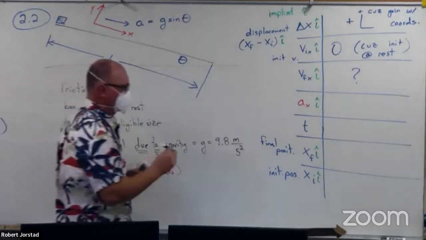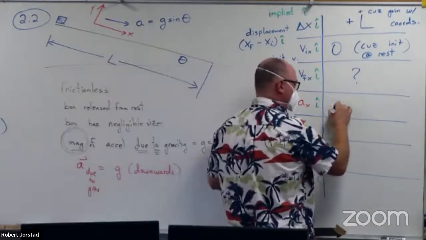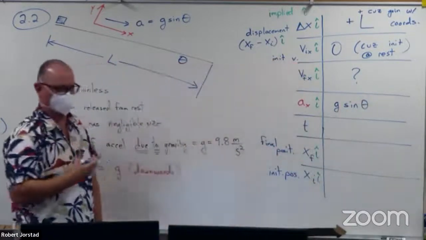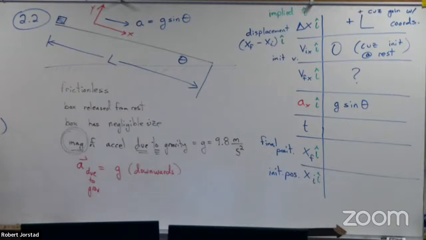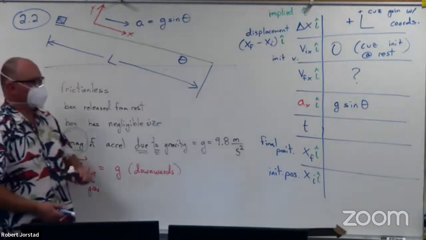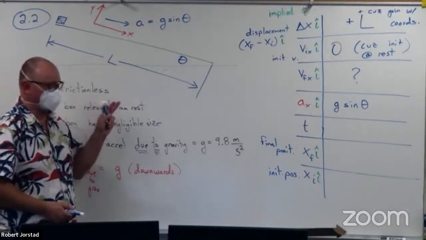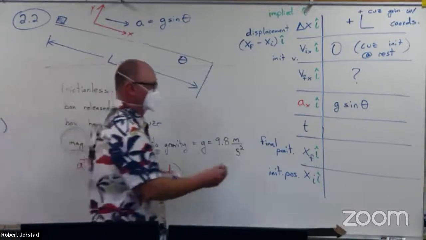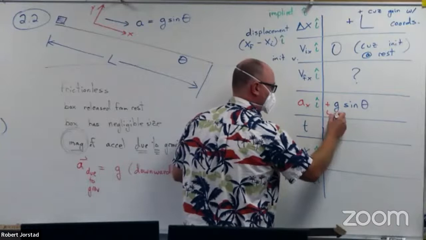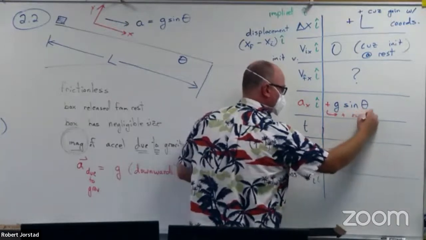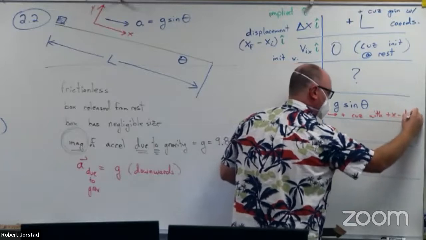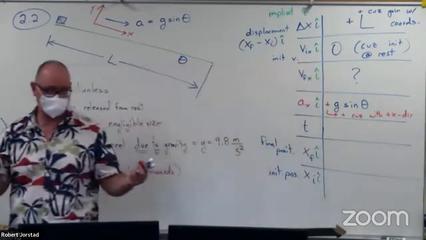G sine theta. Now, I don't know if we know what theta is, but do you agree we know it's G sine theta based off the way they wrote this in the problem? I guess I wrote it, but whatever. Wait, is it plus or negative? How do you know? Plus, because with positive x direction. In some other problem, it might be negative.